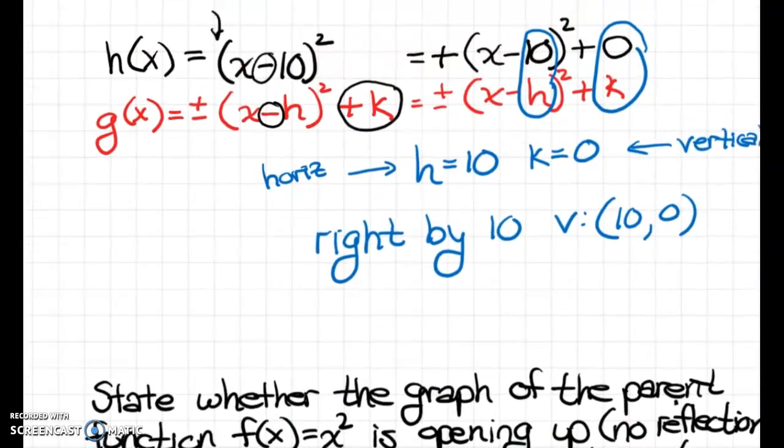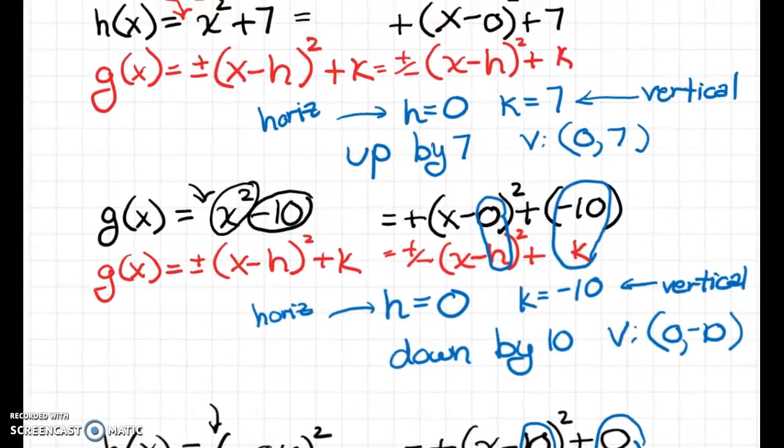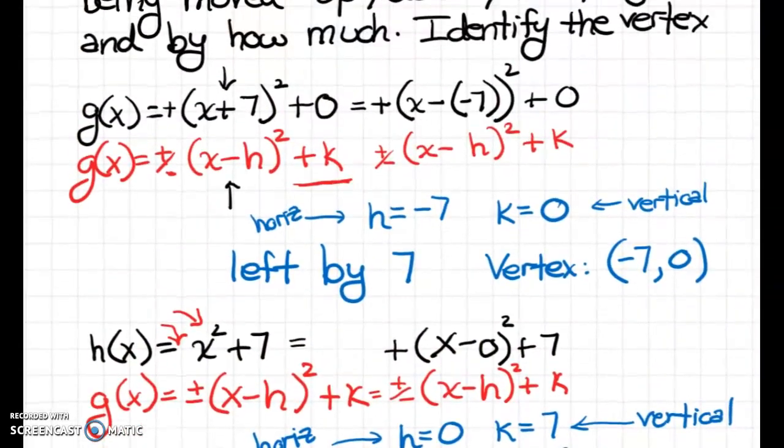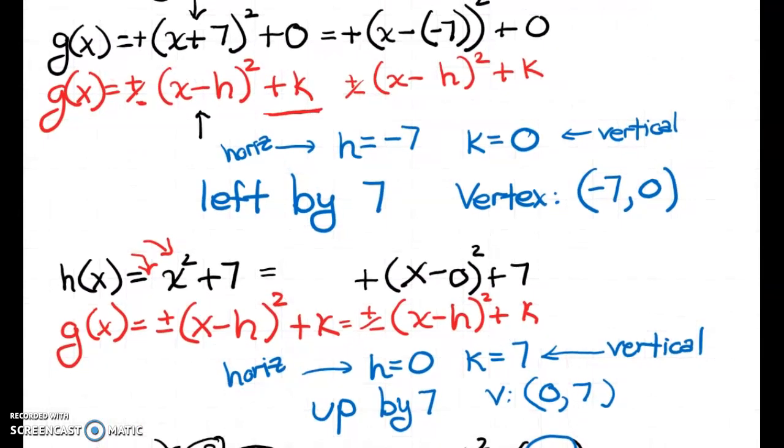So for the equations for the first half of this homework sheet, what should you do? You should be comparing the equation I gave you with the generic form, writing the equation I gave you in the generic form, making sure all the signs were correct, okay? Identifying your h and k values. H is your horizontal shift, K is your vertical shift.